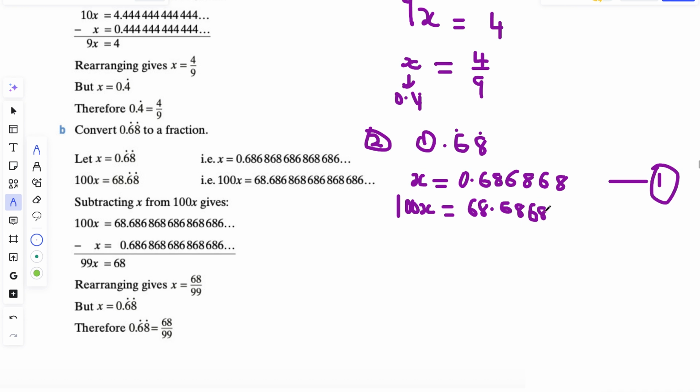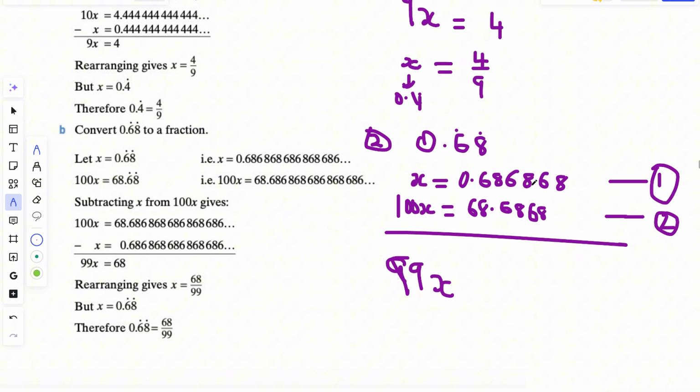So when you subtract equation 1 from equation 2, what do you get? 100x minus x, you get 99x. And this one minus this one, you get 68 only. So we say 99x is equal to 68.